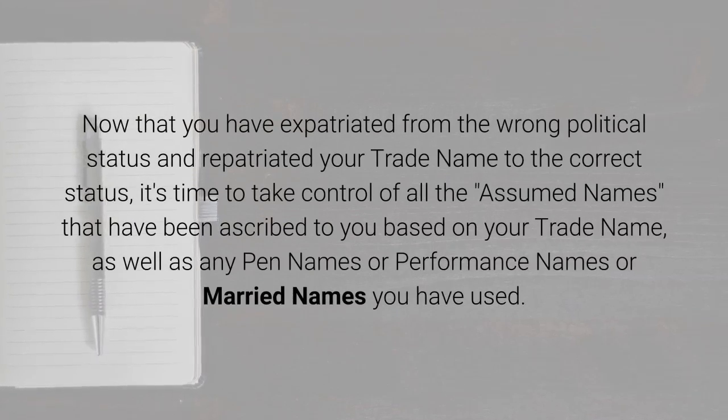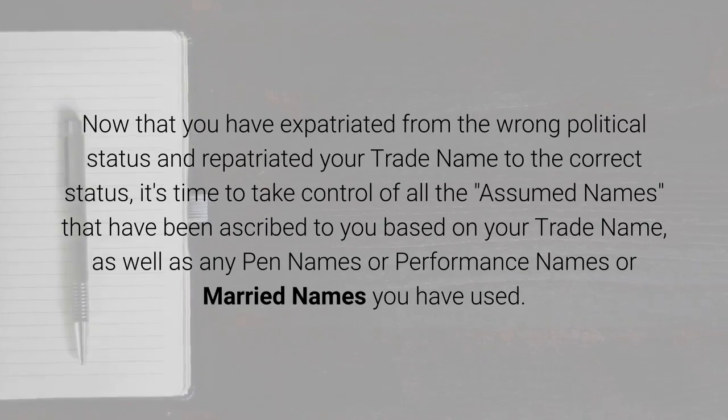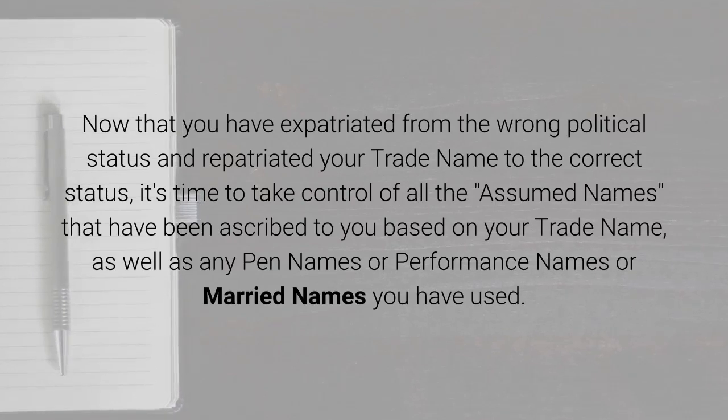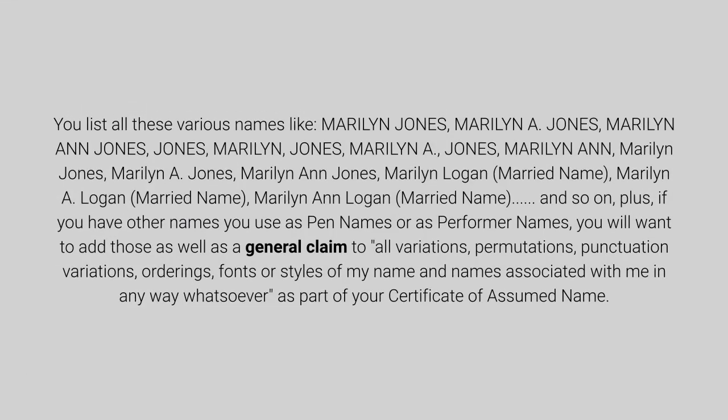Now that you have expatriated from the wrong political status and repatriated your trade name to the correct status, it's time to take control of all the assumed names that have been ascribed to you based on your trade name, as well as any pen names or performance names or married names you have used. You list all these various names like Marilyn Jones, Marilyn A. Jones, Marilyn Ann Jones, Jones, Marilyn, Jones, Marilyn A. Jones, Marilyn Ann, Marilyn Logan, married name, Marilyn A. Logan, married name, Marilyn Ann Logan, married name, and so on.